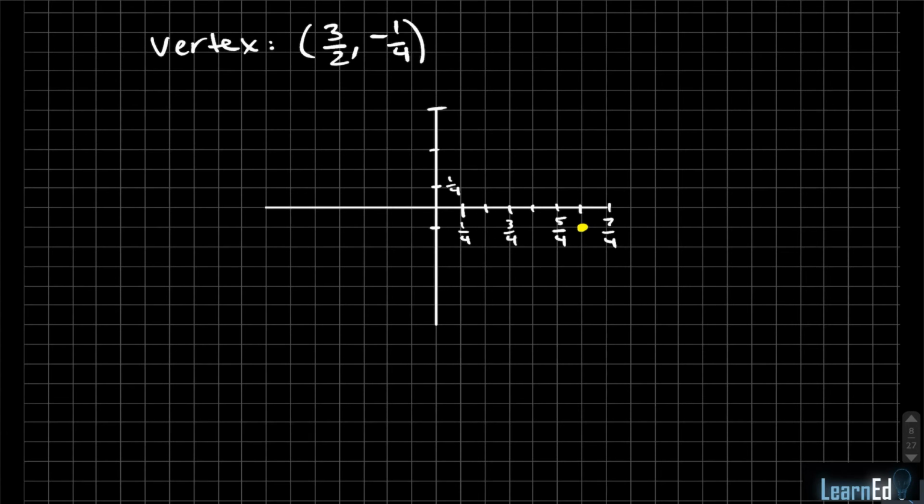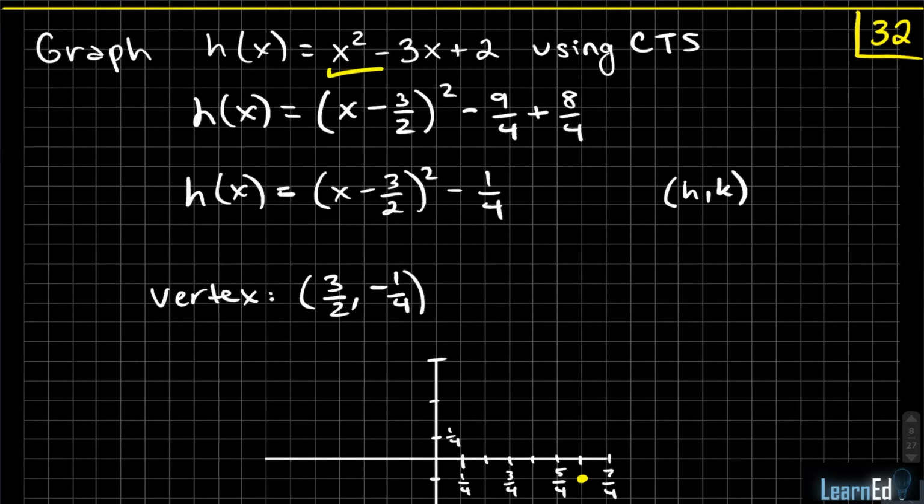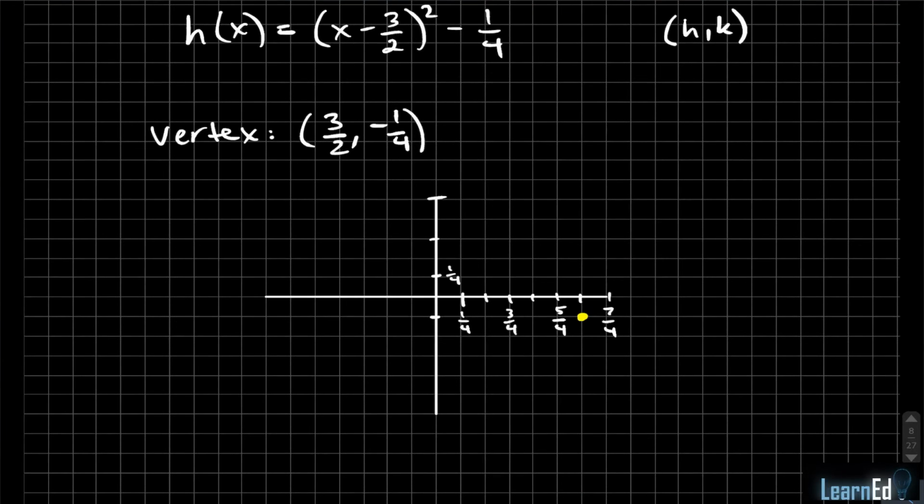And we know that this is an upward facing parabola. Okay, the reason why we know that is because the coefficient on x squared is 1, which is positive. Okay, so if it was a negative x squared, then we would know it would be downward facing. But since it's positive, we know it's upward facing. Okay, so just roughly sketching this parabola, it will look like that.